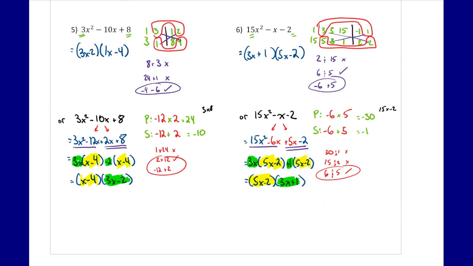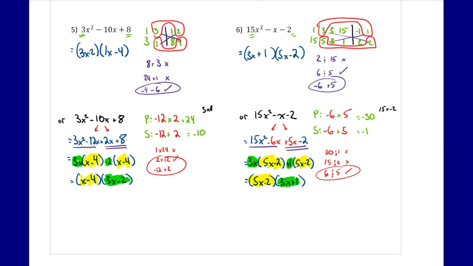So looking at 5 and 6, these ones are a little bit more challenging to try with the alternative or the newer method, just because of the different signs that we're dealing with. So you do have to play around with what the values are. But the nice thing is, if the first and last number are positive, then your two numbers in the middle should be negative. If the first one's positive and the last one's negative, then you should have one of each.